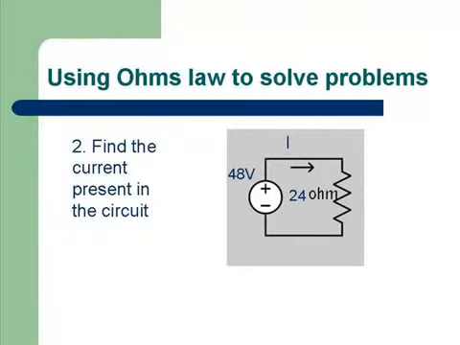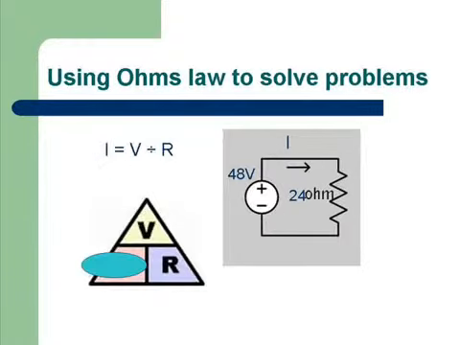The second problem requires us to work out the current in the circuit. As we can see, we have a voltage of 48 volts and a resistance of 24 ohms. So we use the same technique again, which is the Ohm's law triangle. We simply cover the I, and this reveals that the formula is V over R, or V divided by R.